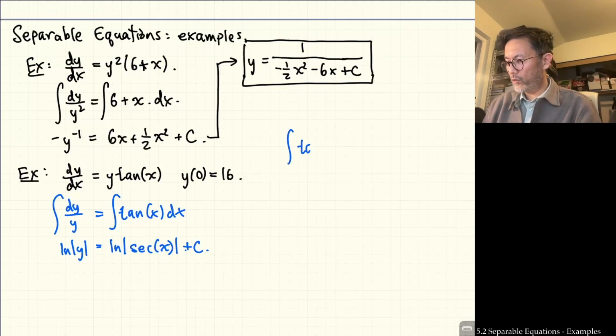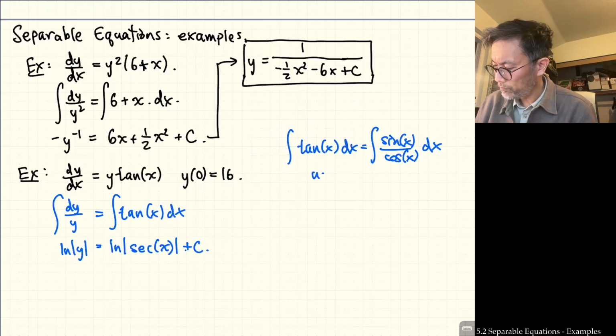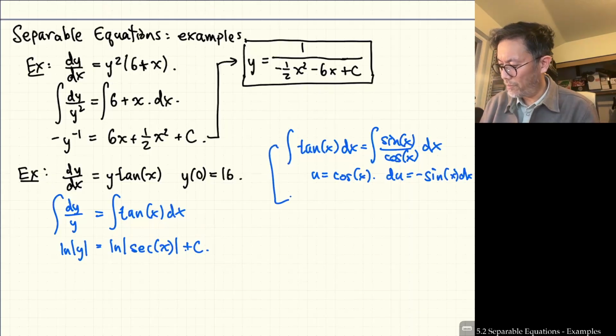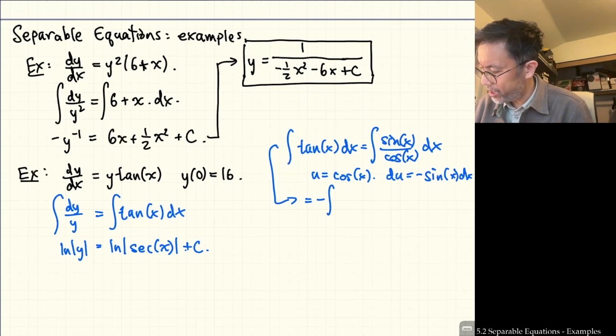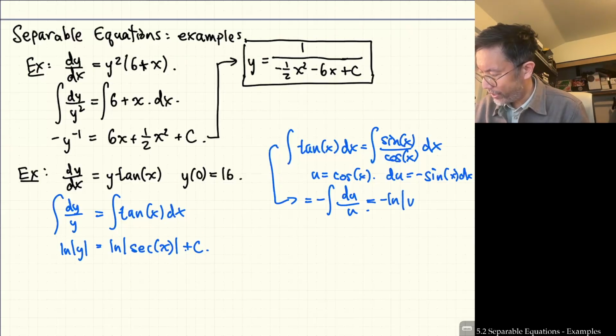Remember, the integral of tangent of x dx is equal to, this is review, the integral of sine of x over cosine x dx, and then you use u substitution, where you let u equal cosine of x. Then du is equal to negative sine x dx, so that this integral becomes, when you write it in terms of u, negative integral of du over u. But this is negative natural log of the absolute value of u plus c. But u is cosine of x.